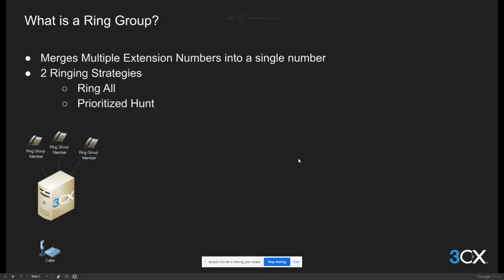If it is ring all, all the extensions will ring at the same time. Like, we have a sales ring group and a support ring group. If the sales ring group has 10 extensions, everyone will get the call at the same time, and whoever picks up will receive the call. The second one is prioritize hunt. That means it will ring the first extension, then the second, then the third, then the fourth, one by one, according to how many extensions are in the ring group.